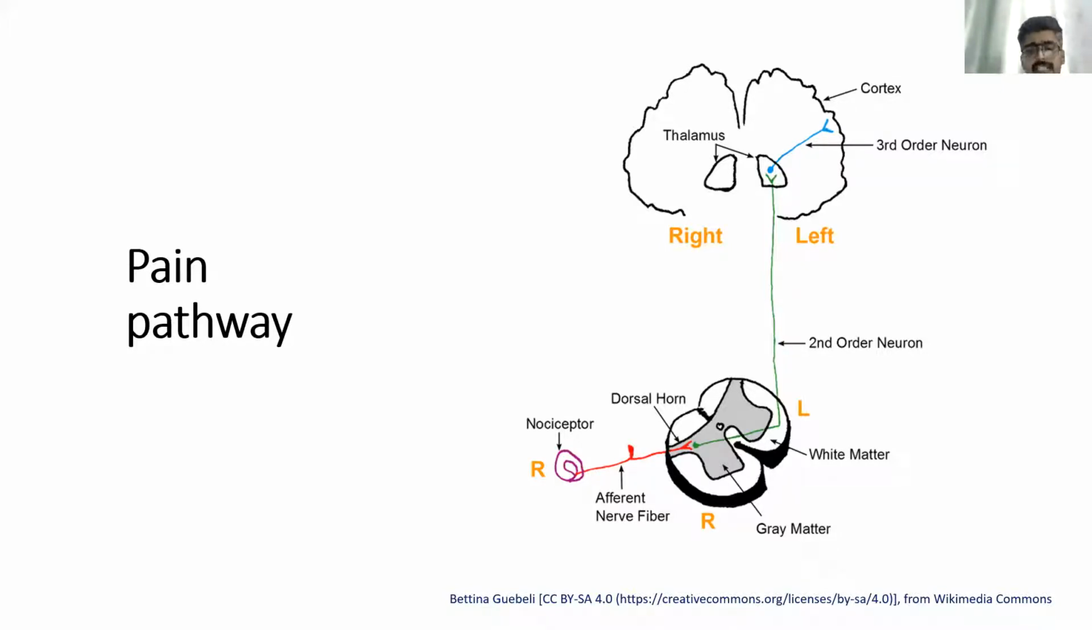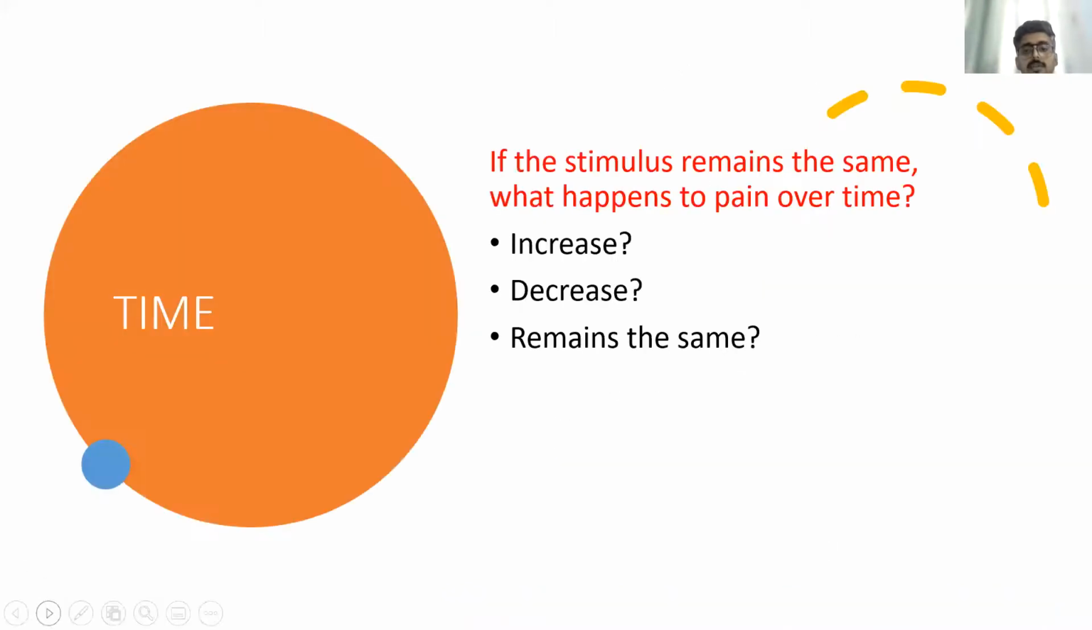So the question I wanted to ask you is, suppose there is a pain stimulus, like an injury or anything like that. If the stimulus remains the same over time, what happens to the pain? Will it increase, or will it remain the same? Anybody in the chat can answer. Just any response, either you can unmute or you can just type it in the chat.